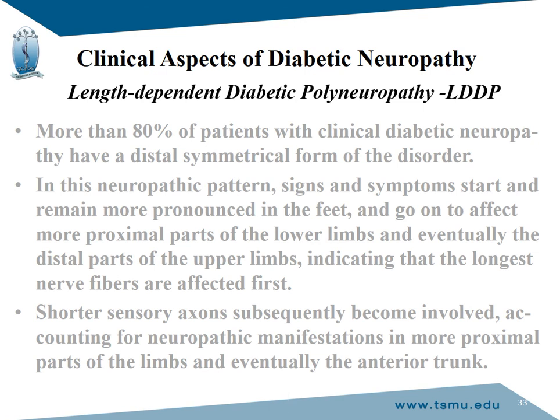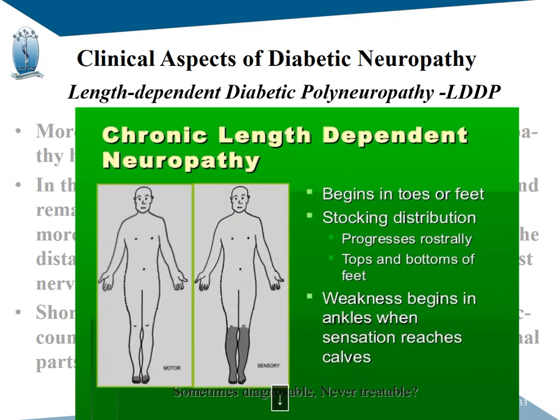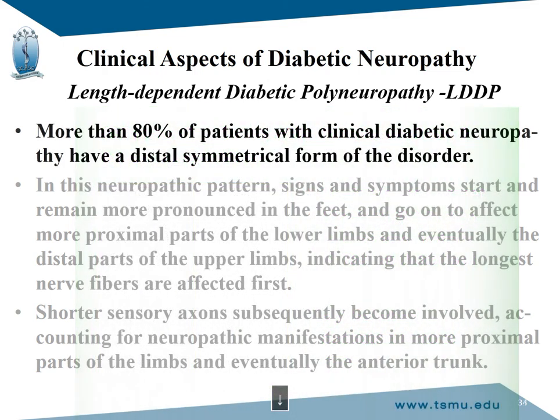Length-dependent diabetic polyneuropathy is a chronic length-dependent diabetic neuropathy. It begins in the toes or feet, with a stocking distribution, progressing rostrally, affecting the tops and bottoms of the feet. Weakness begins in the ankles when sensation reaches the calves. More than 80% of patients with clinical diabetic neuropathy have a distal symmetrical form of the disorder.